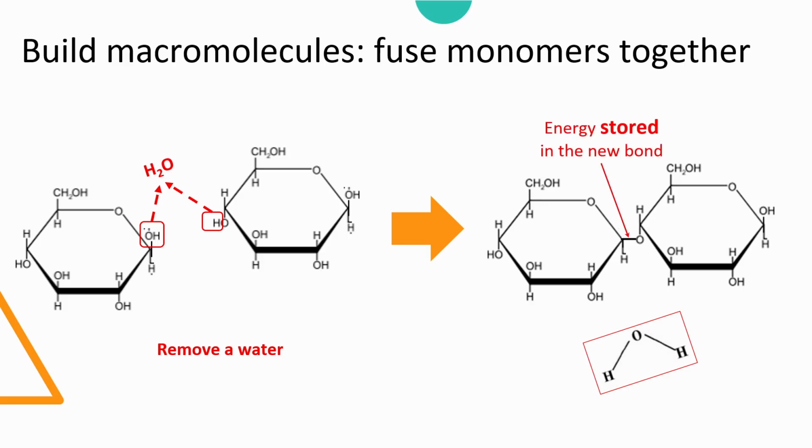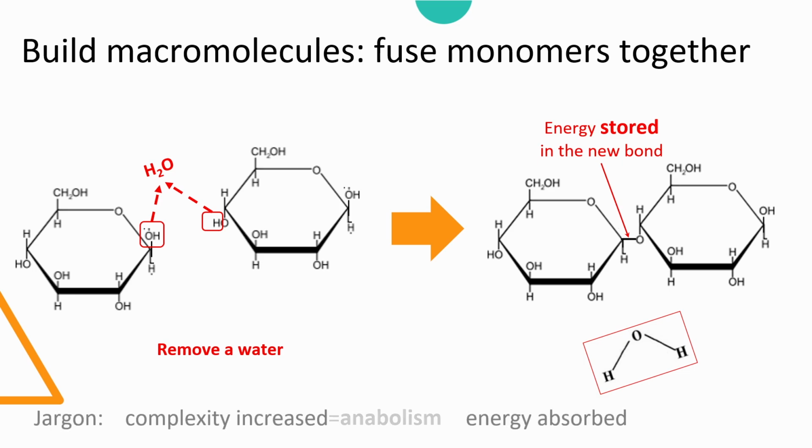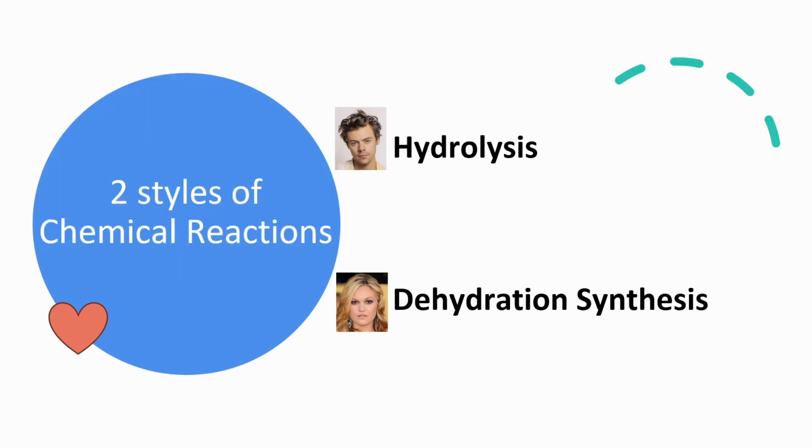Since complexity increased, we label this reaction anabolic, and it requires energy, which was stored in the newly formed bond linking the monomers together. Reactions into which energy flows are called endergonic reactions, rather than what we saw before when energy was released during digestion. The jargon terms for these styles of reaction are hydrolysis and dehydration synthesis.